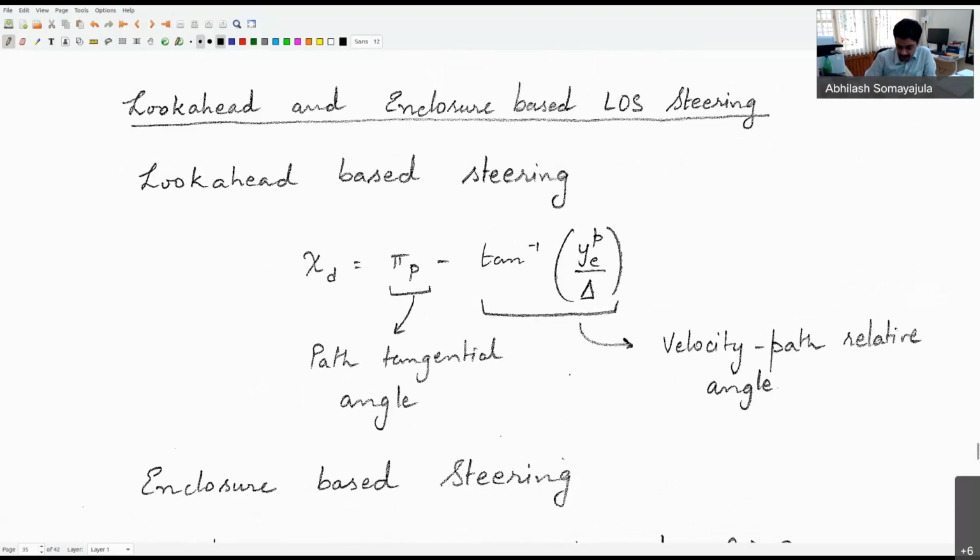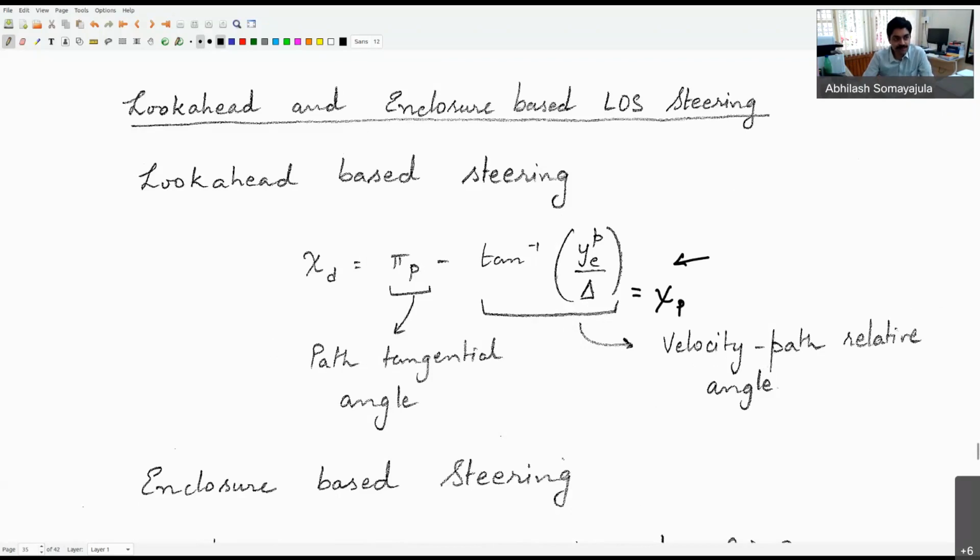Now, so far we looked at look ahead based steering. And that is what this control law was, where the desired course angle is given by the path tangential angle minus the relative angle between the velocity and the path, where this thing is denoted by IP. We know that this thing is exactly equal to.